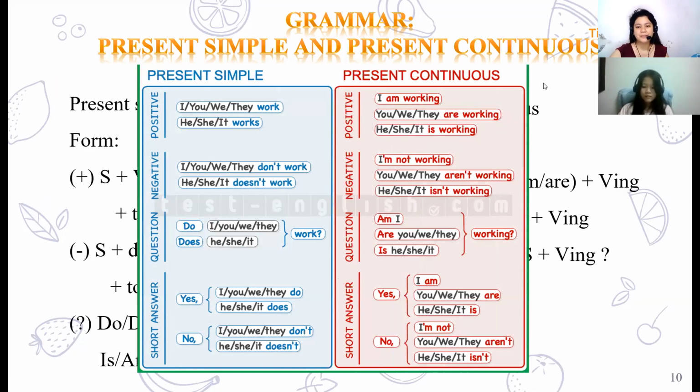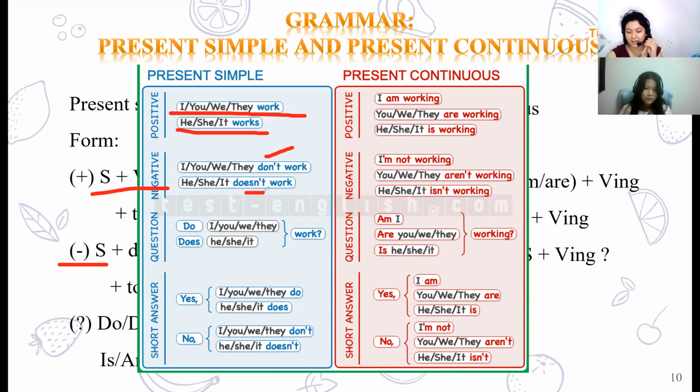For the present simple, for the positive sentences, you can see: I work, he works, you work, we work, they work. So subject and the verb, okay? Now for the negative, you are going to use don't or doesn't. I, you, we, they don't work. He, she, it doesn't work, okay? Now for the question: do they work? Does he work?